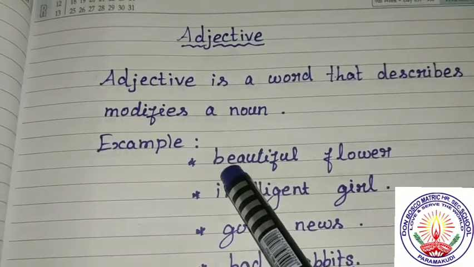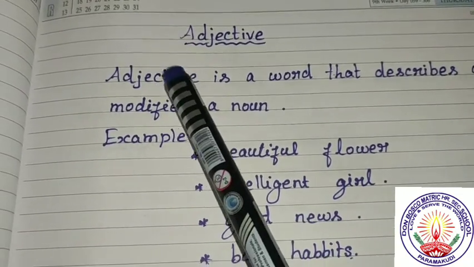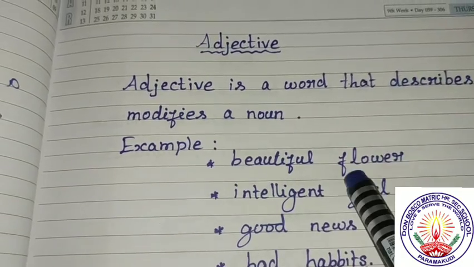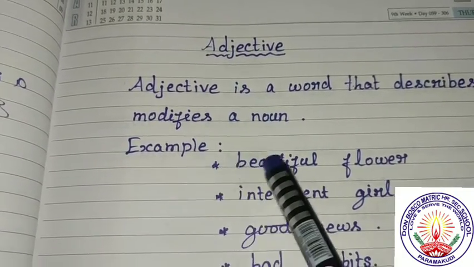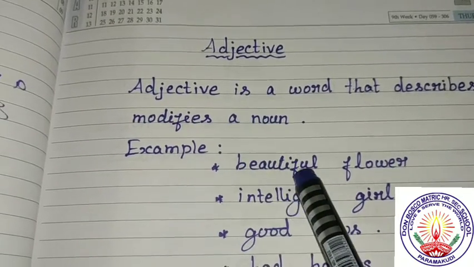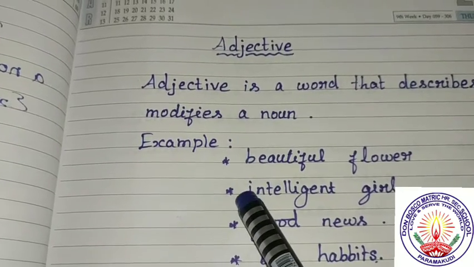For example, beautiful flower. Here, always the adjective comes before the noun. Which is the noun? Flower. So before the noun, the word "beautiful" is the adjective. So which is the adjective here? Beautiful.